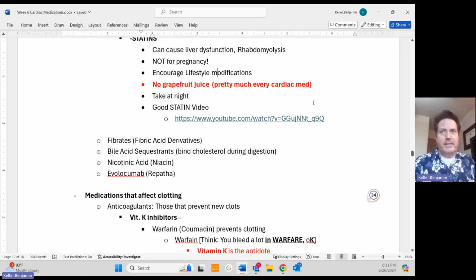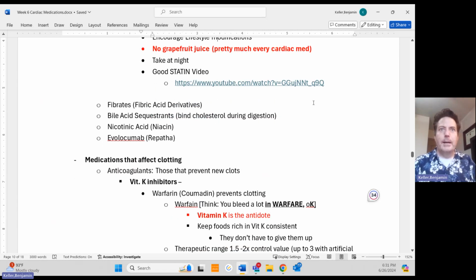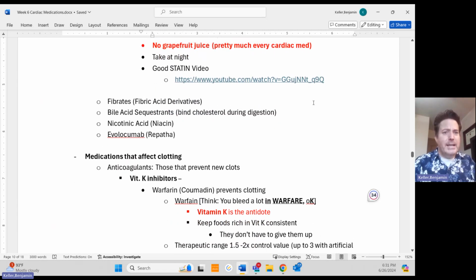No grapefruit juice. That's pretty much every cardiac med. You want to take them at night. Why do you want to take them at night? Because your body makes cholesterol at night. So statins work at night. You want to block it, so you take them at night because that's when your body makes cholesterol.